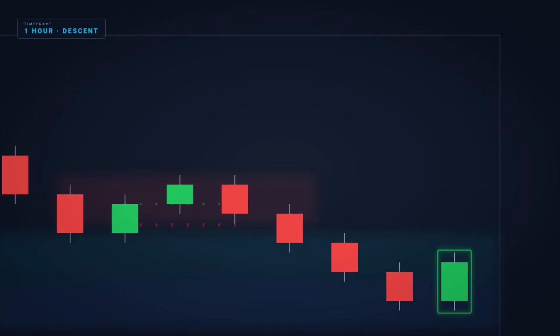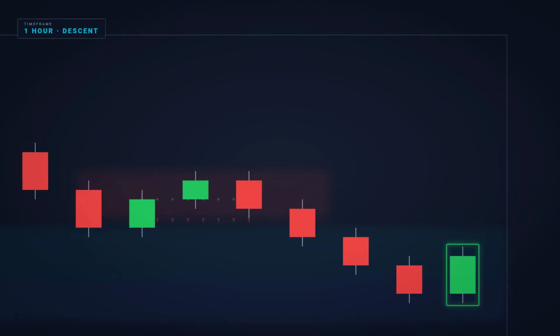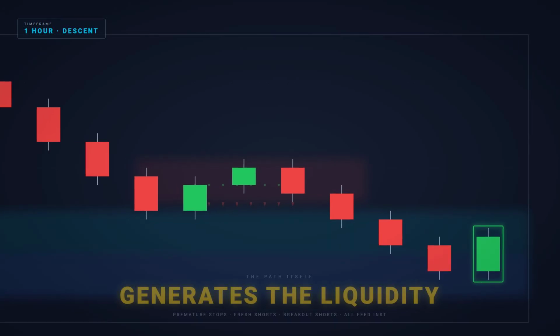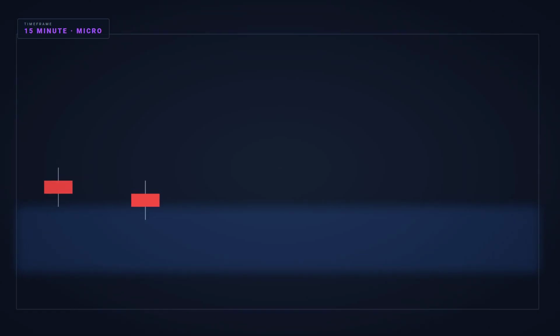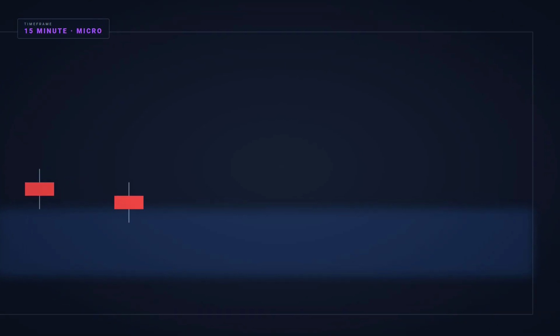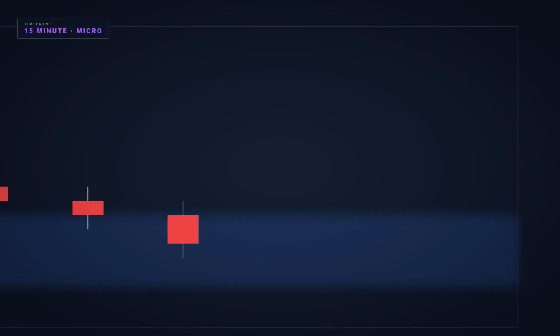It's not just that institutional buyers are there, it's that the path to the zone generates the liquidity those buyers need to fill their position. The premature buyers provided the stop losses. The stop loss triggers provided the sell flow. The sell flow fed the institutional buy orders. And now, with the position filled, price reverses.